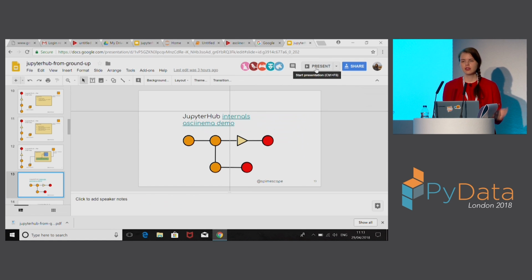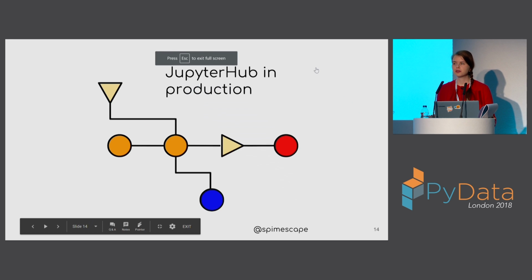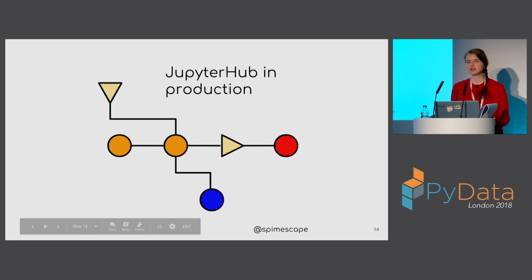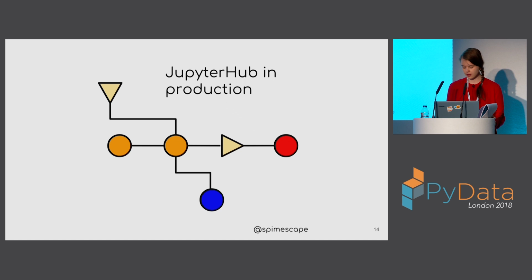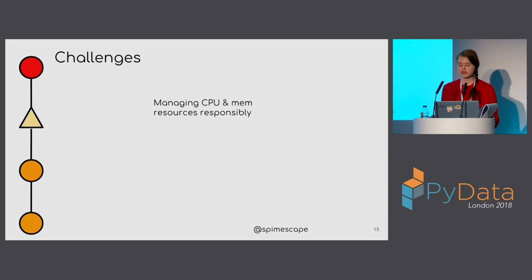So now you've seen a little bit of how JupyterHub works under the hood. But what do we have to do in order to actually productionize this and make it safe for lots of users to use? There are some challenges that we will face. First of all, managing CPU and memory resources responsibly. We're going to have several users sending code snippets to our backend, the Jupyter server, to execute. And we don't really know what these users will do.